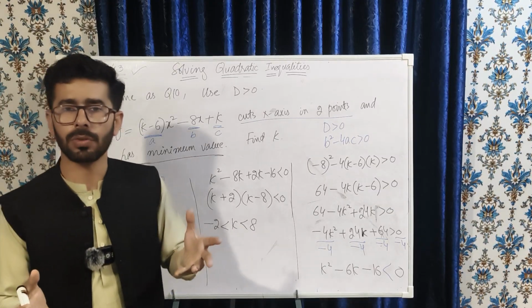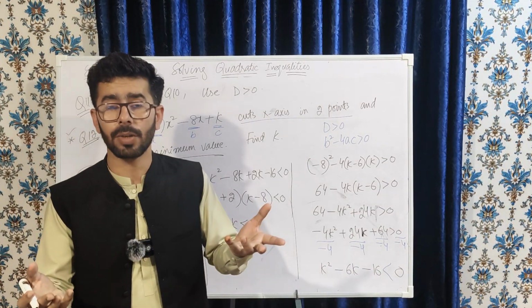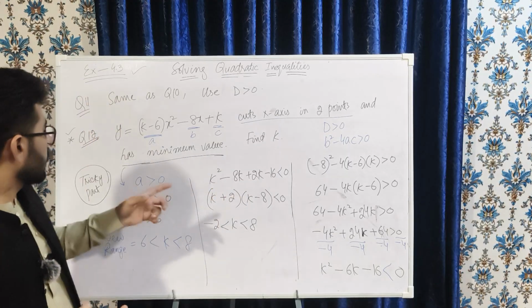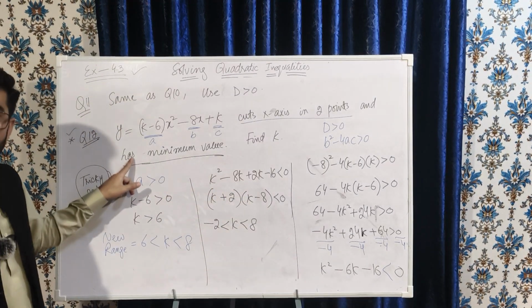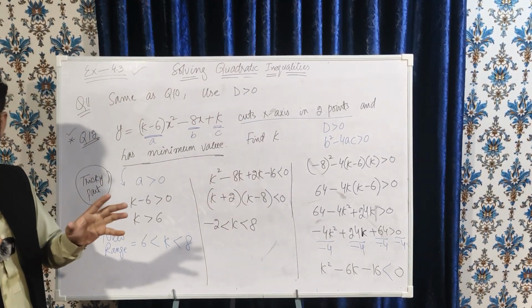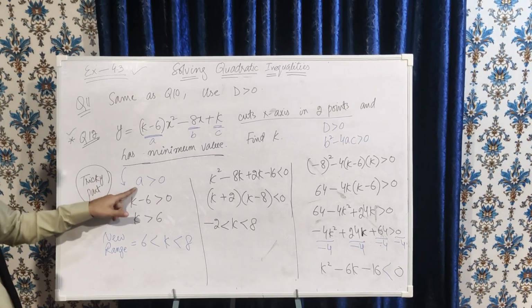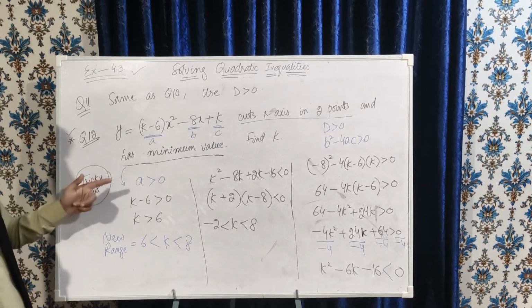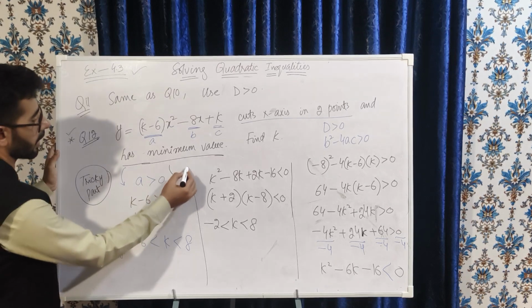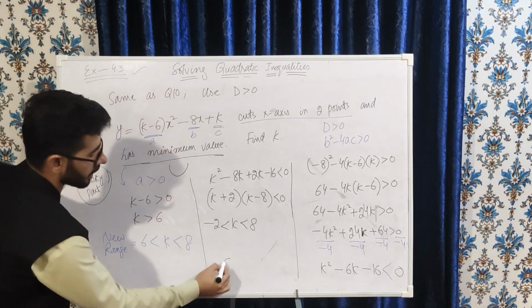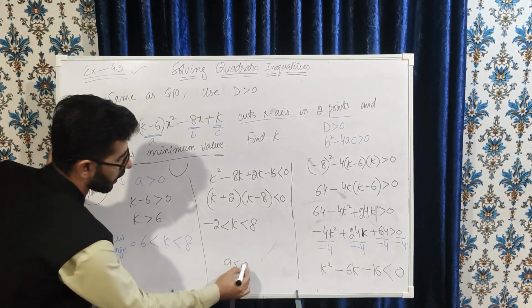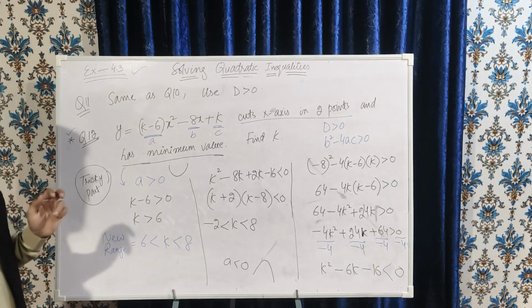Now everything got solved and we did not see where the trick was. They have given us an extra condition that says the equation has a minimum value. If it has a minimum value, that means the leading coefficient should be bigger than 0. We know that if a is positive, we have a graph like this. If a is negative, we have a graph concave downwards, right?